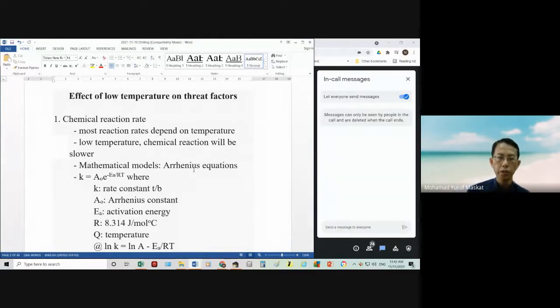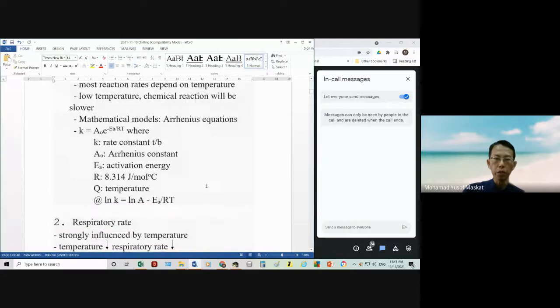That is in general. But how do we know that if we have a lower temperature, how much lower the reaction rate will be? We want to know that because it matters, as it will affect the shelf life. So we have what is called the Arrhenius equation. In order to relate the rate of reaction and the temperature, we can use the Arrhenius equation.